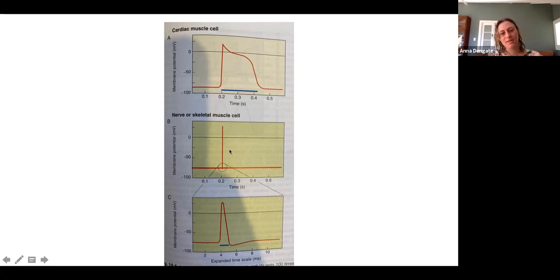I put this picture up mainly to highlight another difference between the cardiac cells. One difference is that they can pass the contraction to each other. But the other difference is that the actual duration of their contraction is much longer than a nerve cell. This is an action potential in a nerve cell. This is an action potential in a skeletal muscle cell. The cardiac contraction goes for about 4 times as long as a skeletal muscle contraction. Now we're going to go into the reasons for this.